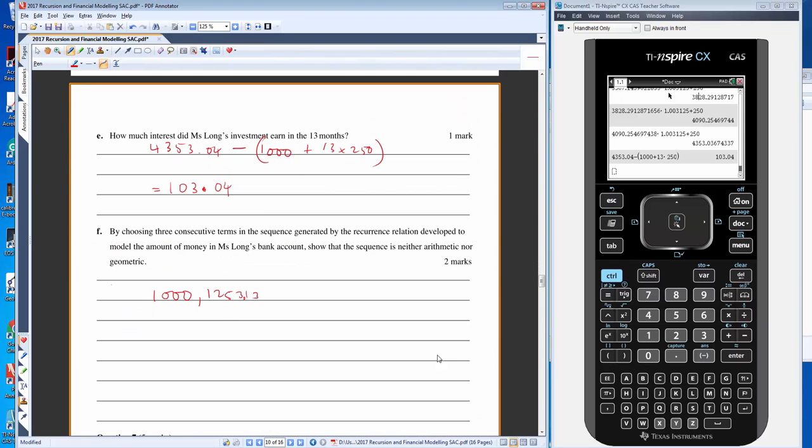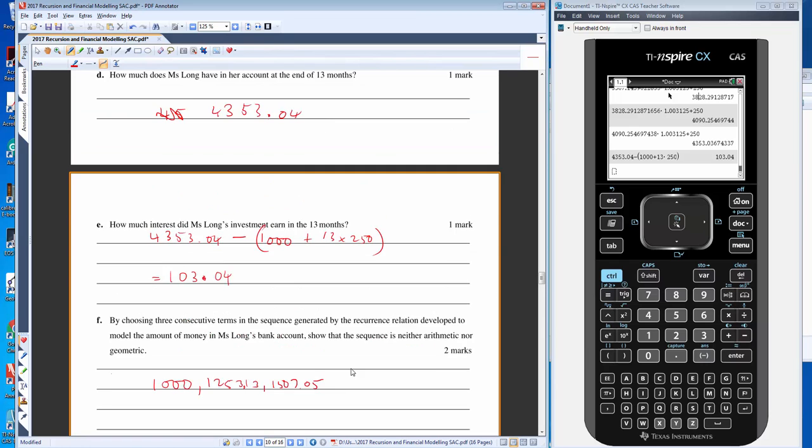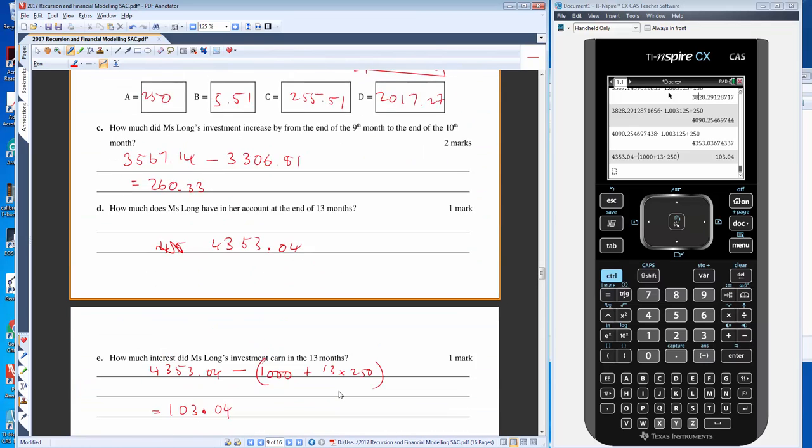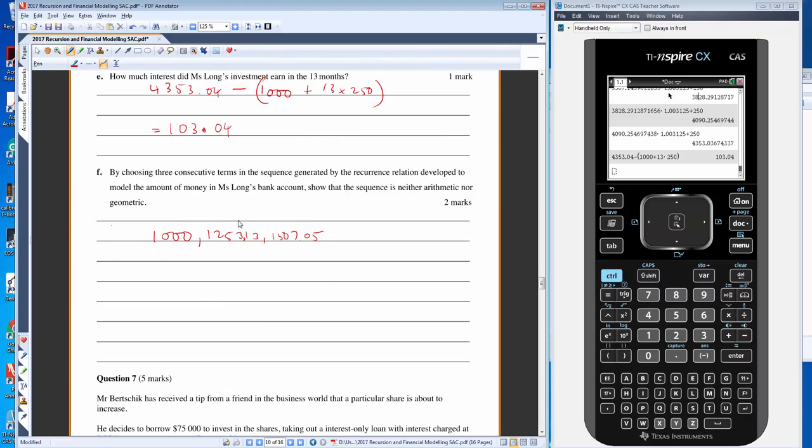1507.05. Let's see if I remember this one. 1507.05. I don't trust myself. Yeah, that's it. Alright, cool. Okay, so now what we're going to do to show that it isn't arithmetic is just show that there's no common difference.